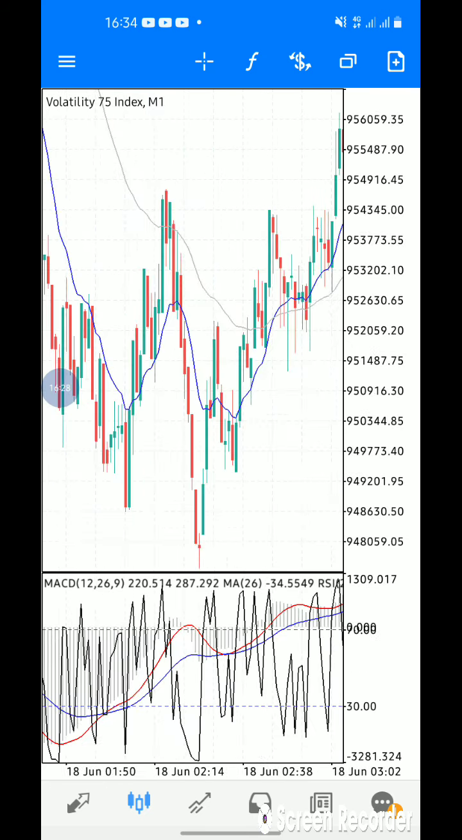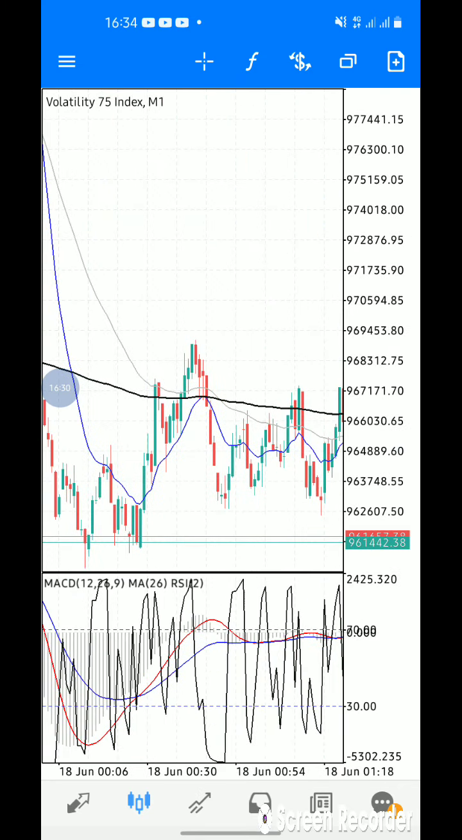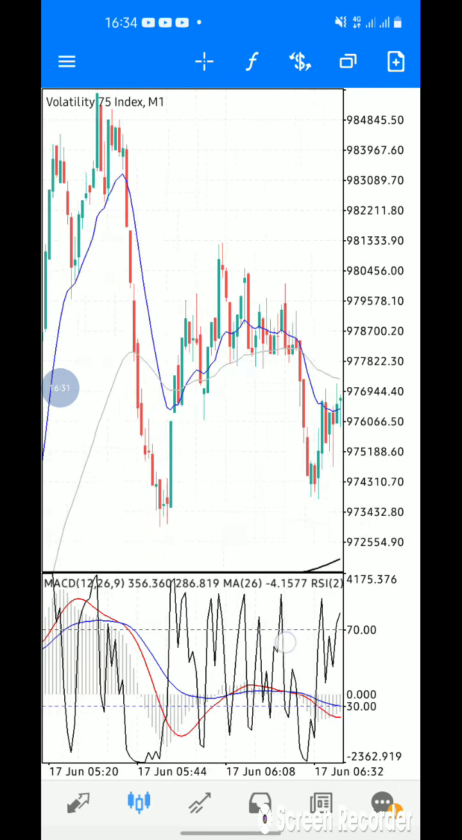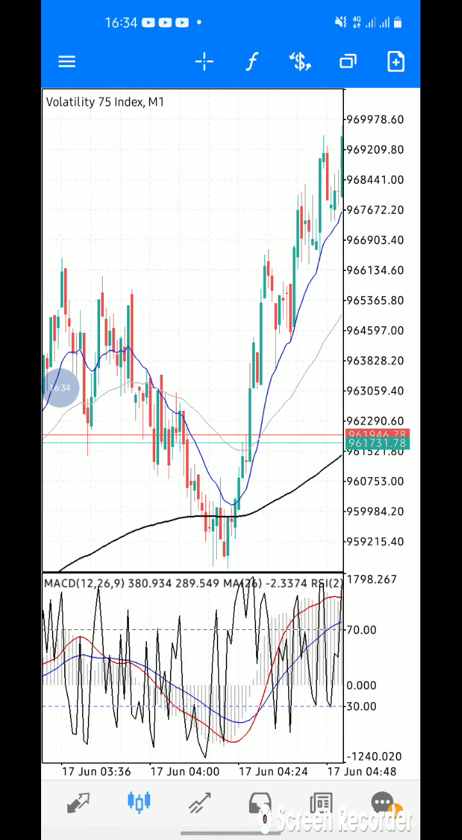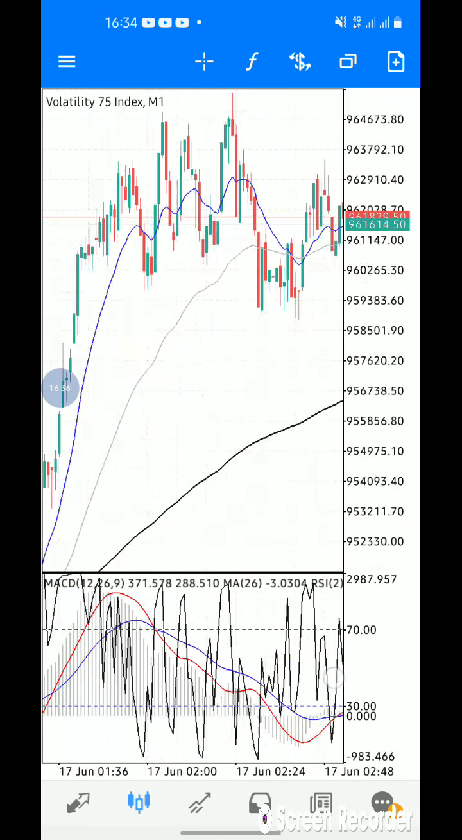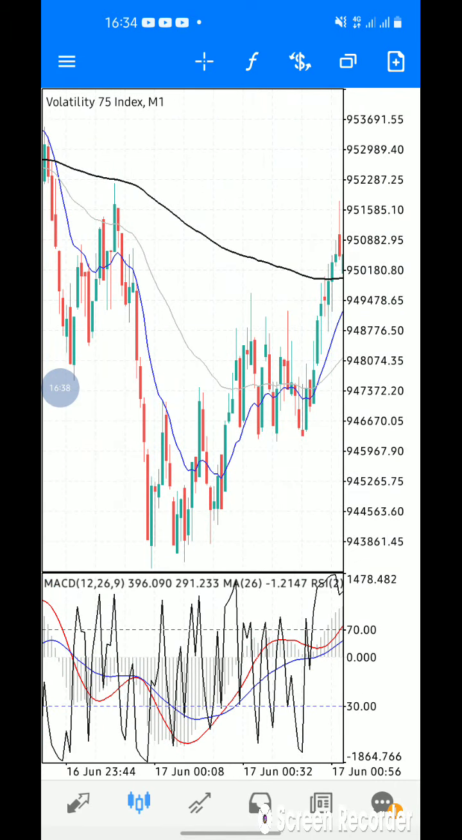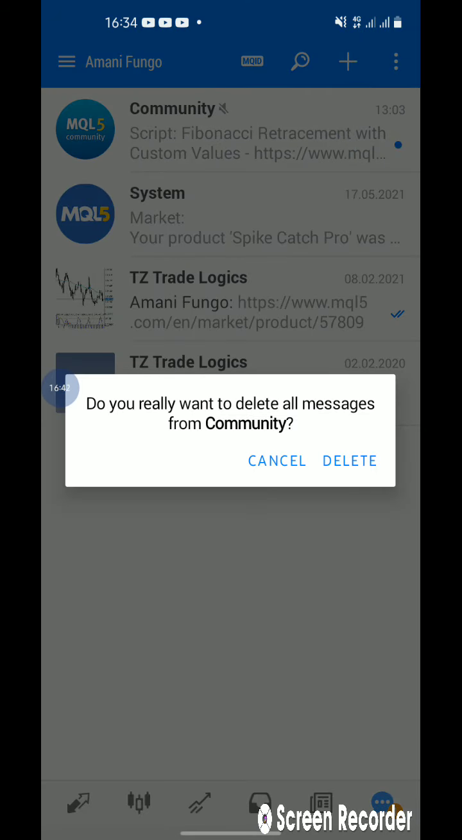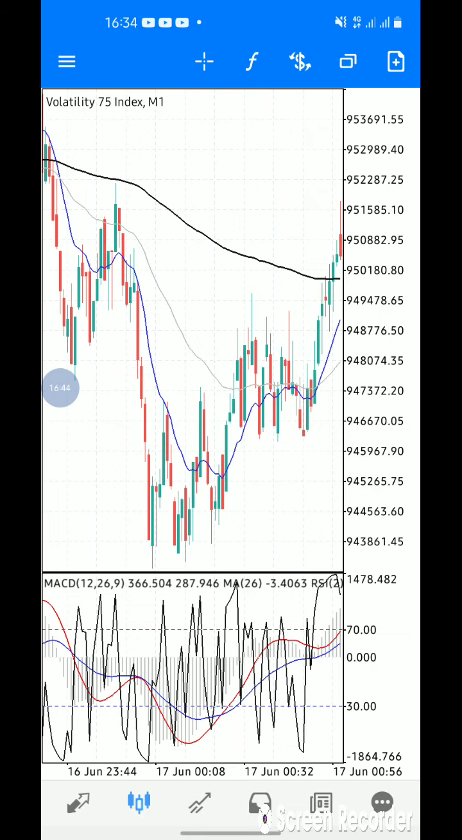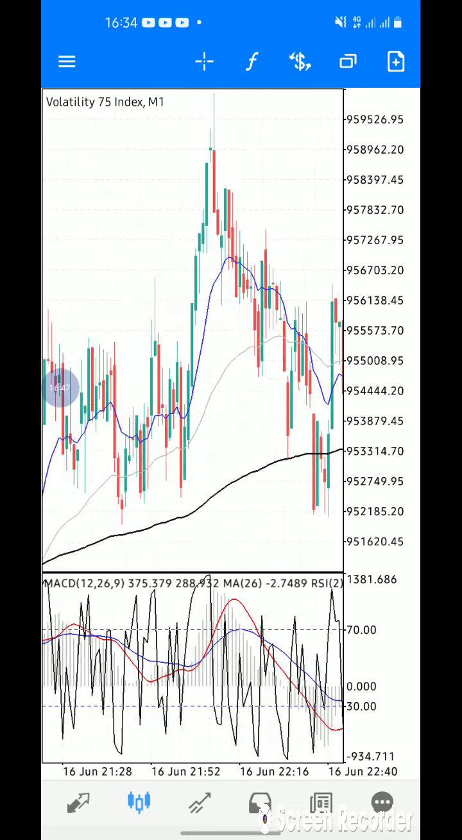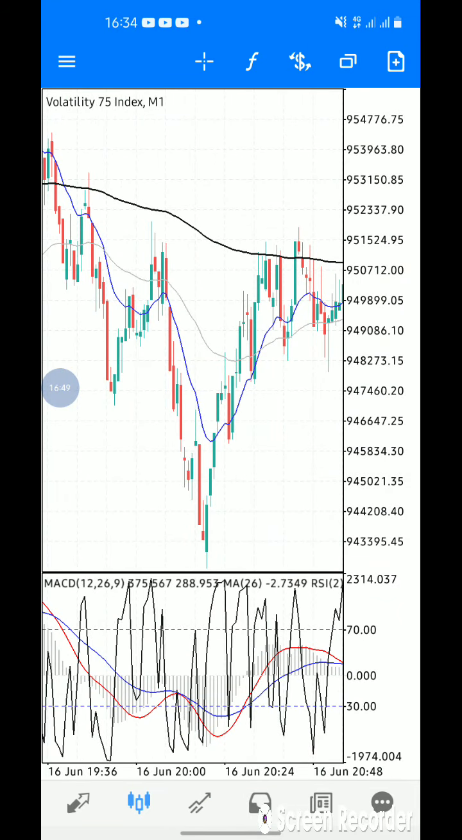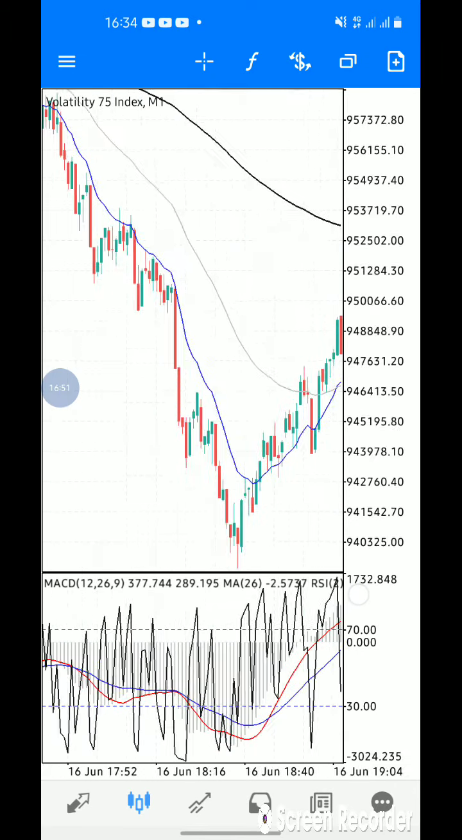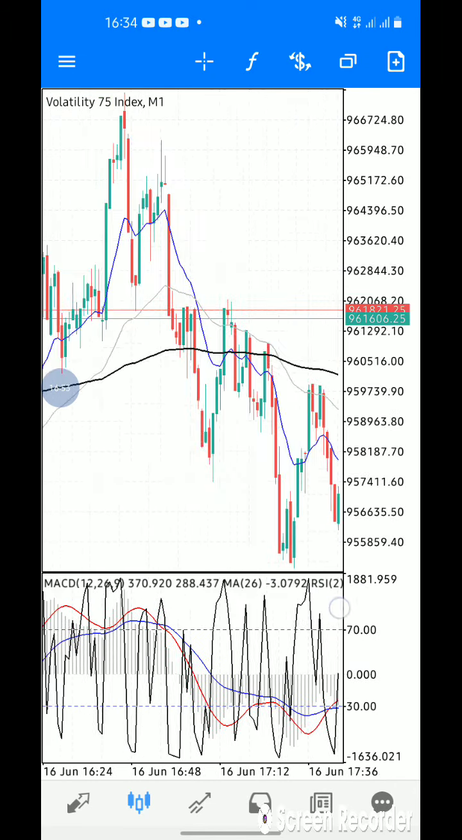So guys, I hope I've shown you how to mimic the setting on your mobile device. So what you can do is ensure you are receiving alerts on your phone. I think there is an update coming to Spike Catch Pro, and then you will know how to catch spikes.